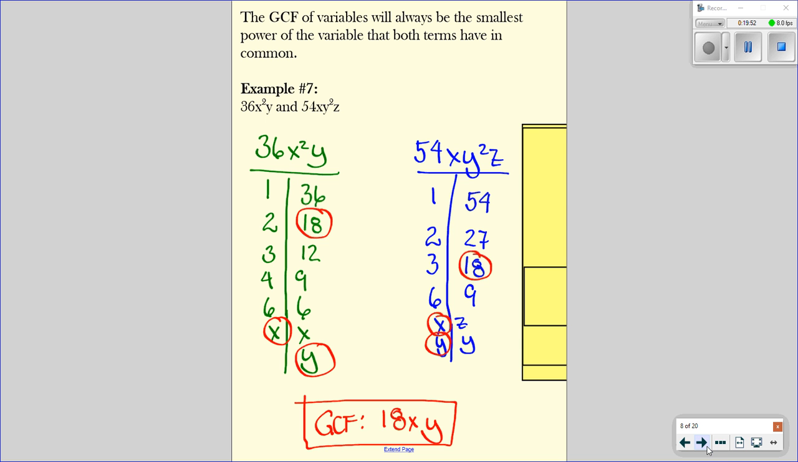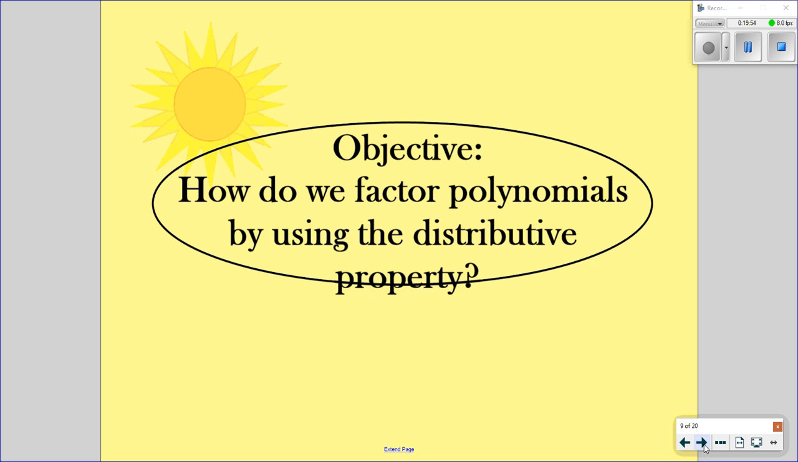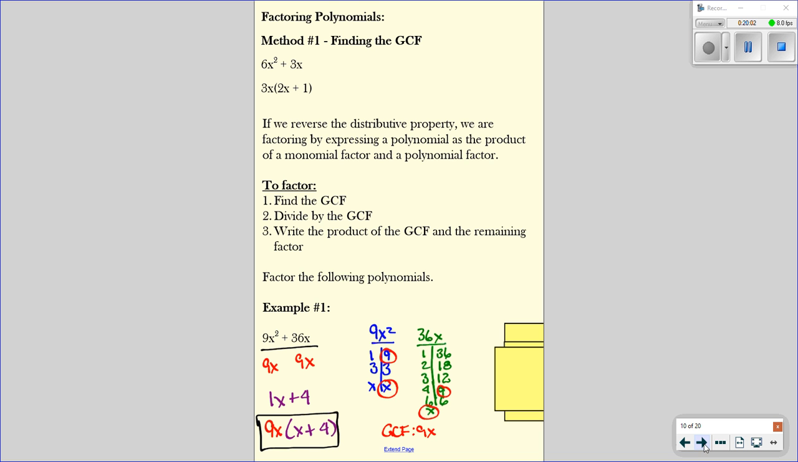And then you learned about trying to factor polynomials using the distributive property. So basically, you find the GCF of both terms or whatever terms, and then you divide each term by that GCF, and then bring down the GCF, and whatever was remaining based on your division will be the other factor, and then that'll be your answer.